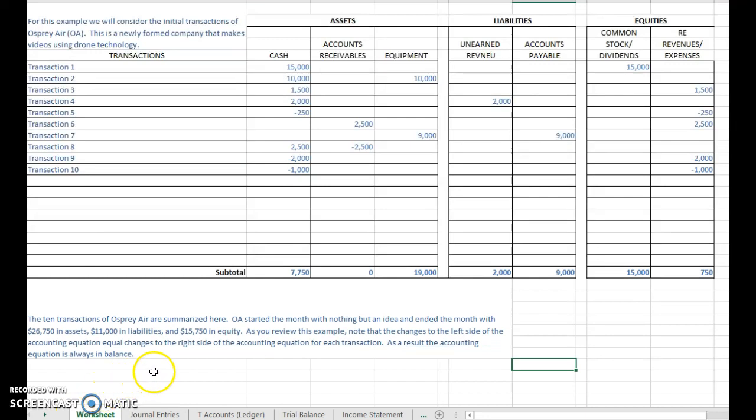The 10 transactions of Osprey Air are summarized here. OA started the month with nothing but an idea and ended the month with $26,750 in assets, $11,000 in liabilities, and $15,750 in equity. As you review this example, note that the changes to the left side of the accounting equation equal changes to the right side of the accounting equation for each transaction. As a result, the accounting equation is always in balance.